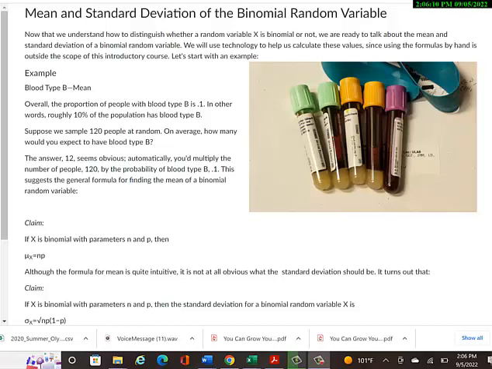Now that we kind of know how to recognize whether an experiment is binomial or not, now we'll look at the mean and standard deviation of a binomial random variable. We're ready to talk about the mean and the standard deviation.